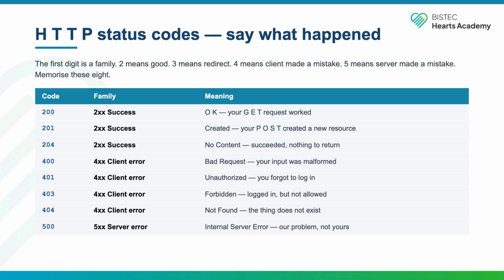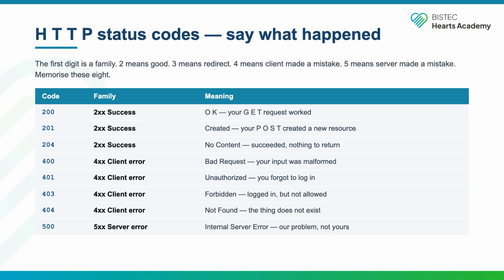Every HTTP response has a status code, a 3-digit number. The first digit is the family. Memorize these. 2XX means success. 200 means OK, your GET request worked. 201 means created, your POST created a new resource. 204 means no content, succeeded, nothing to return.